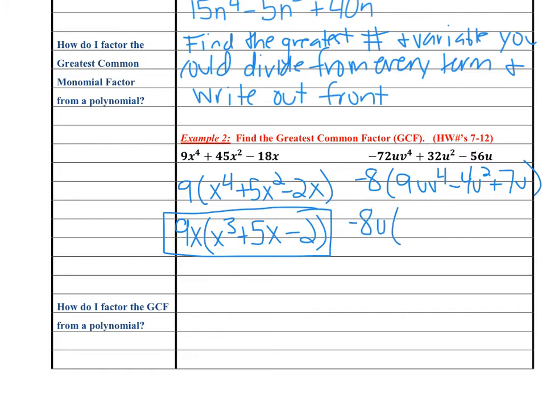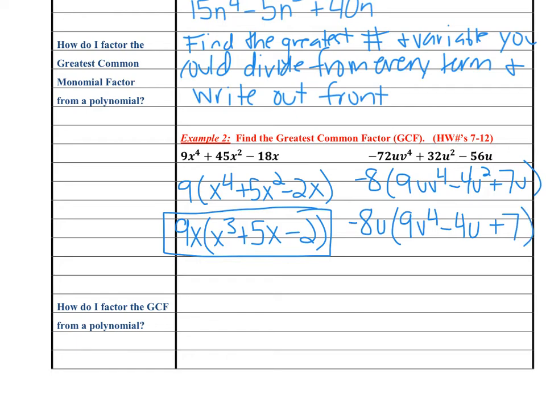If I take away a u from the first term, if I divide it, I have 9v to the fourth left. If I divide a u from the middle, I have negative 4 with 1 u left. And if I take away 1 u from the back, I only have positive 7 left for that term.